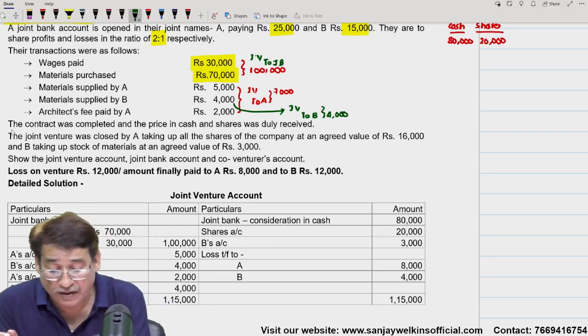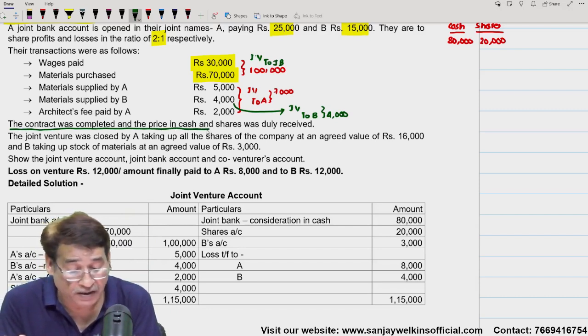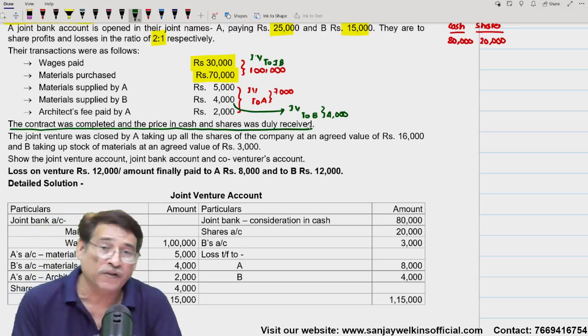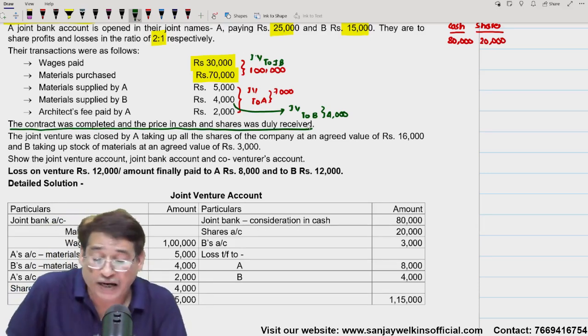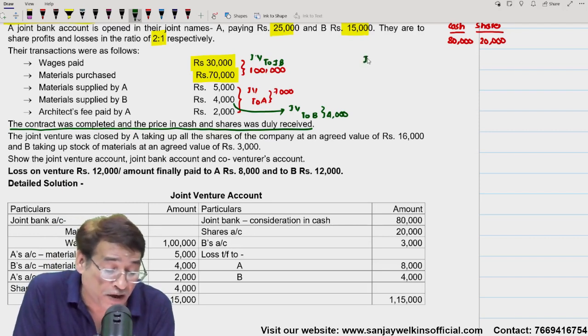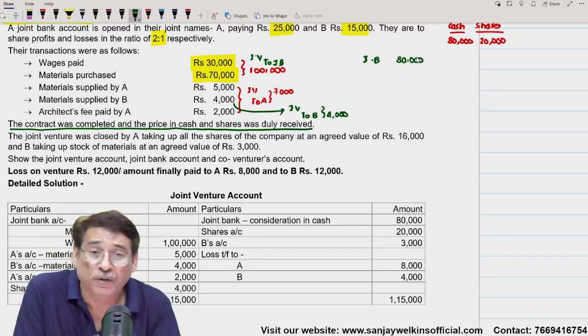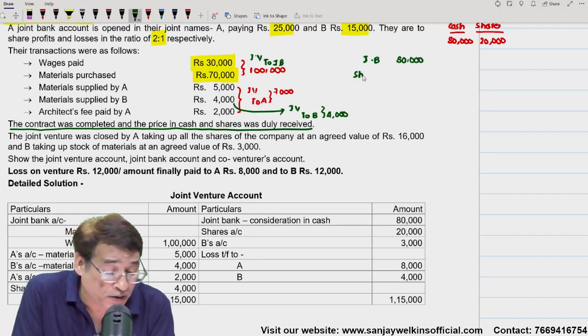Now question says that contract was completed and the contract price was received in cash and shares were duly received. So when contract price will be received, we are going to pass the entry. Whatever portion which we have received in cash, we are going to debit joint bank account. And then we are receiving some shares also, so we are going to debit shares account also, to joint venture account.